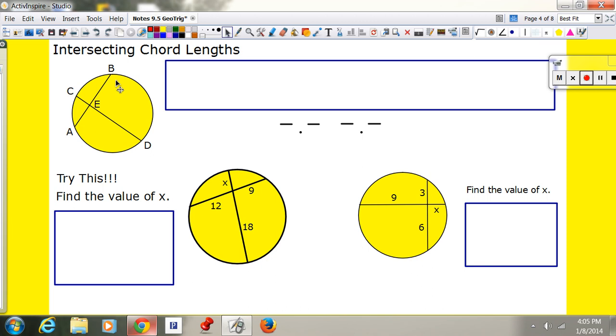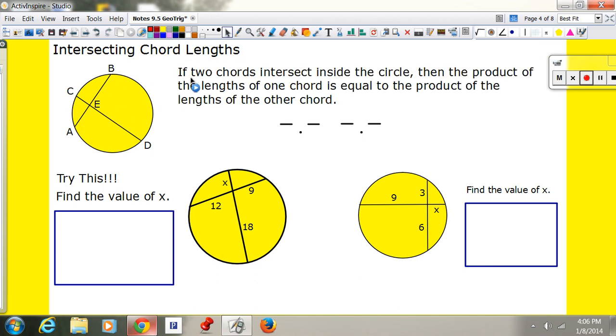Intersecting chord lengths. So now we're not dealing with the angles of the chords. We're dealing with how long the chords are. So here's another theorem that you could write down and have in the box. Two chords intersect inside the circle. The product of the lengths of one chord equals the product of the lengths of the other chord. It'll make more sense if you see the little equation, EA times EB, these two pieces, if you multiply them, equal these two pieces, if you multiply them.